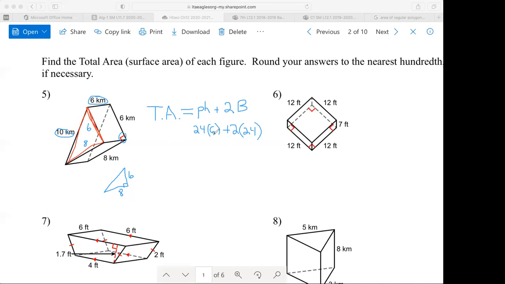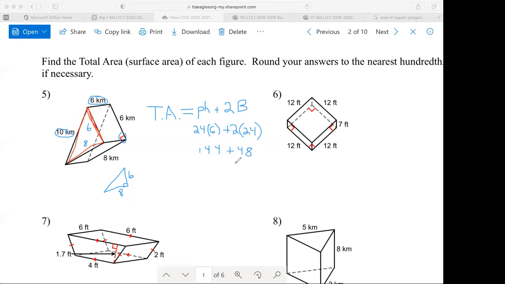All right, let's see. 6 times 4, 24, carry 2. 6 times 2 is, well, we already did that calculation, right? Oh, no, that was the other triangle. It wasn't 1. It was 140. This one's 144. So 144 plus 48. 2 times 24 is 48.